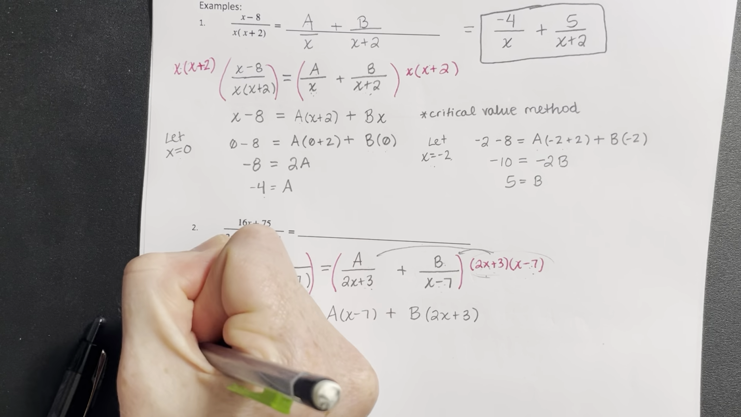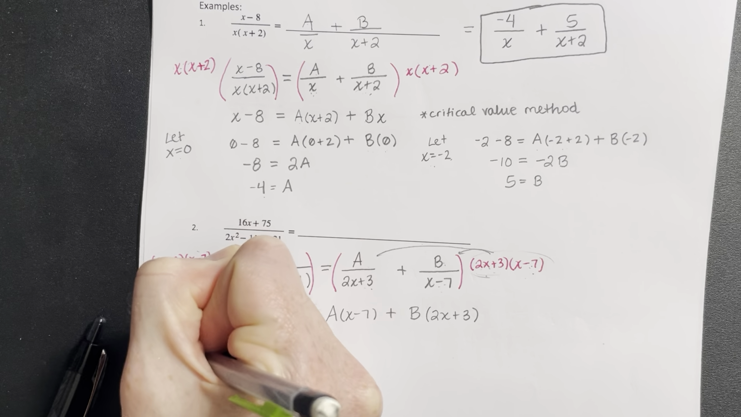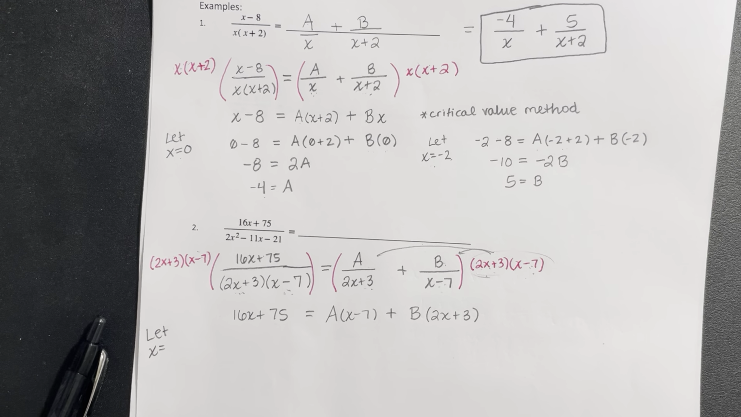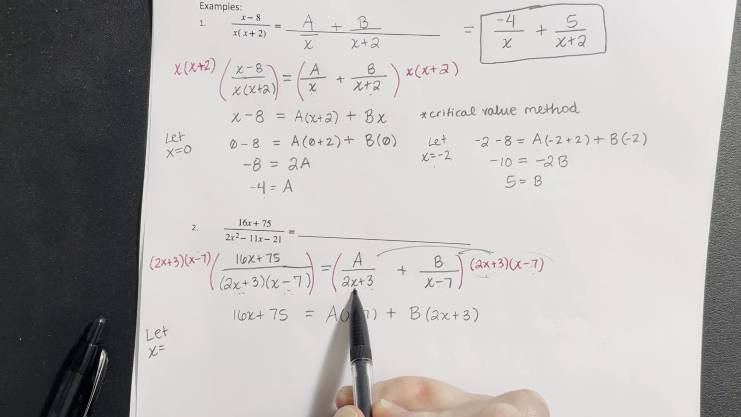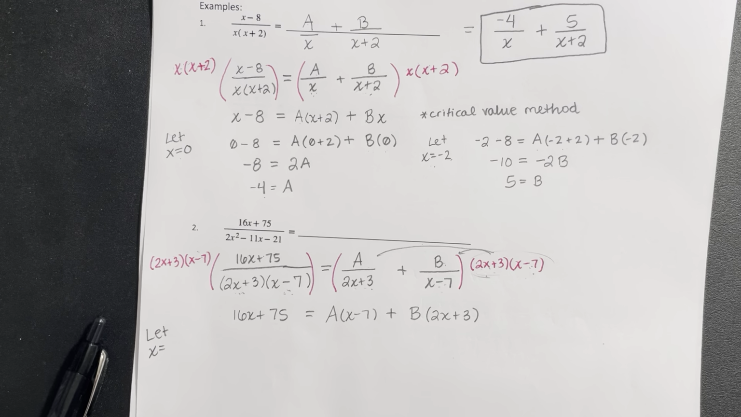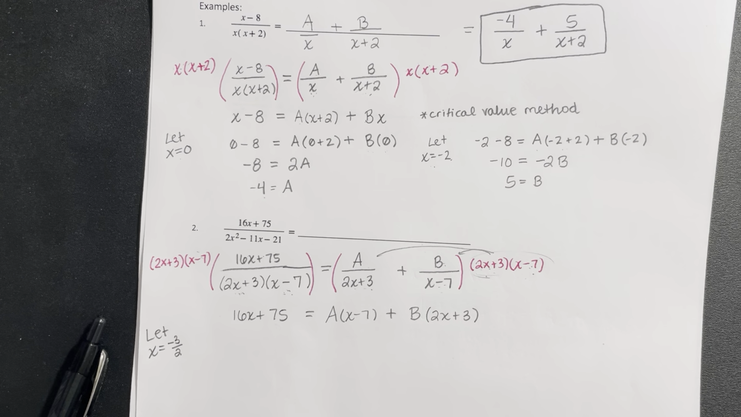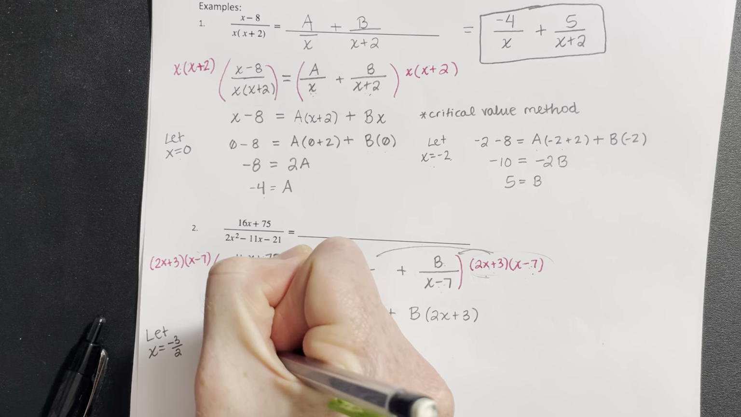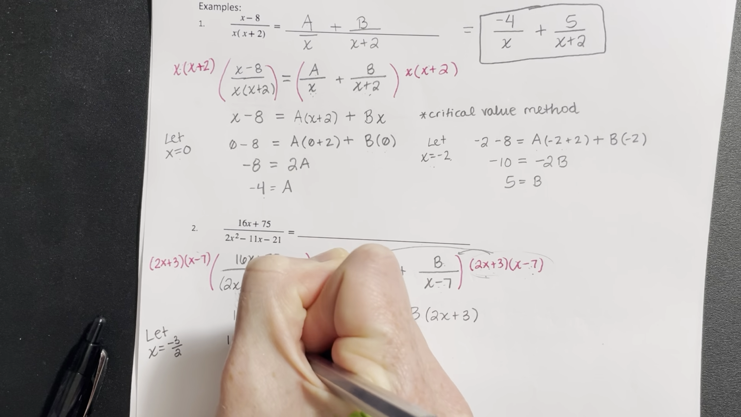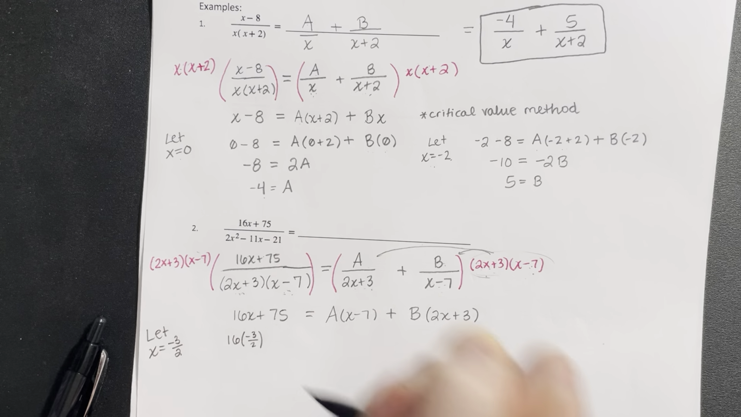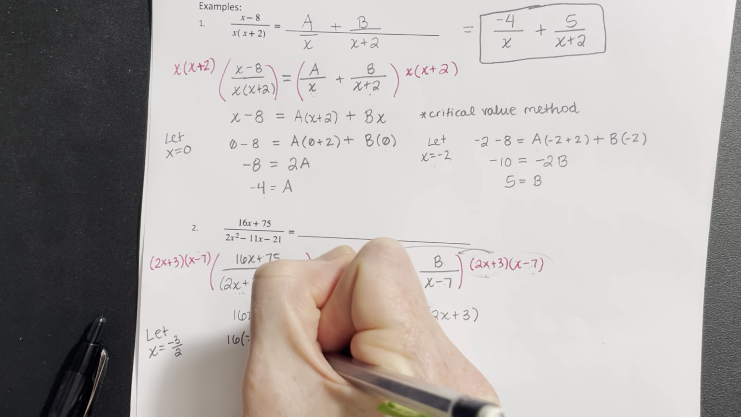You get to choose what values for x might be important, and so one of those values comes from the denominator 2x plus 3. 2x plus 3 would equal 0 when x is negative 3 over 2, so that's one of the critical values. If you need to use your calculator to multiply this out, that's perfectly fine, but you're doing negative 3 over 2 for every x. We're substituting that in.